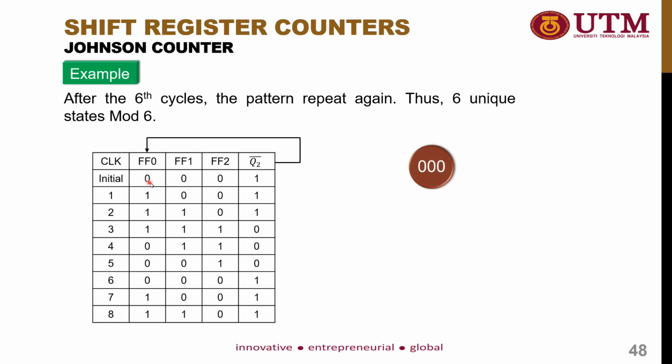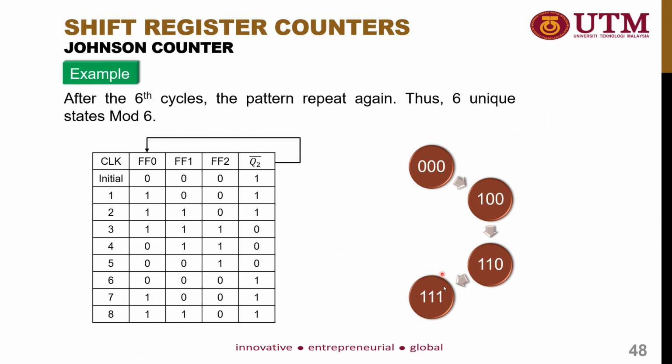Okay, so first is 0, 0, 0, which we get in the initial state, and then 1 will be transferred to flip-flop 0, and then to flip-flop 0 and flip-flop 1, and then we get 1, 1, 1 for all the flip-flop outputs. Then we get the states 0, 1, 1, then 0, 0, 1, and then it will rotate again: 0, 0, 0, then 1, 0, 0, then 1, 1, 0, then 1, 1, 1, then 0, 1, 1, and 0, 0, 1. So for this Johnson counter, it has a total of 1, 2, 3, 4, 5, 6 unique states, for the 3-bit Johnson counter.